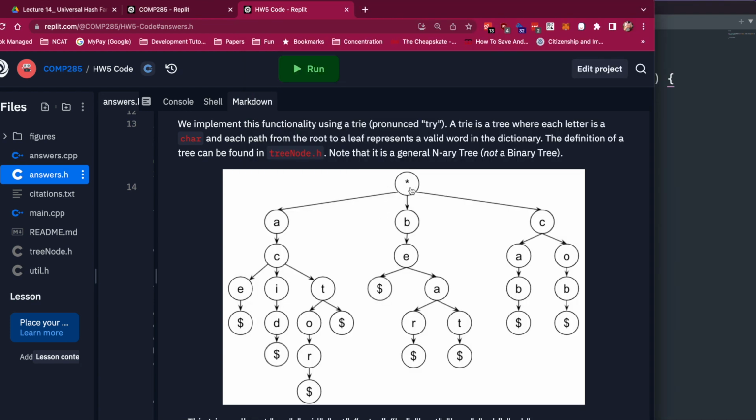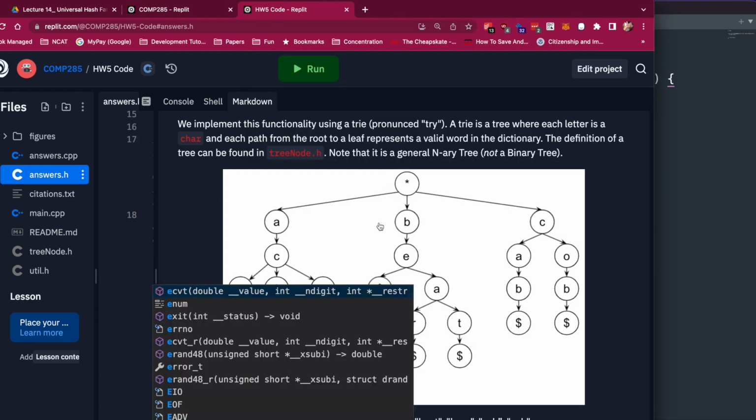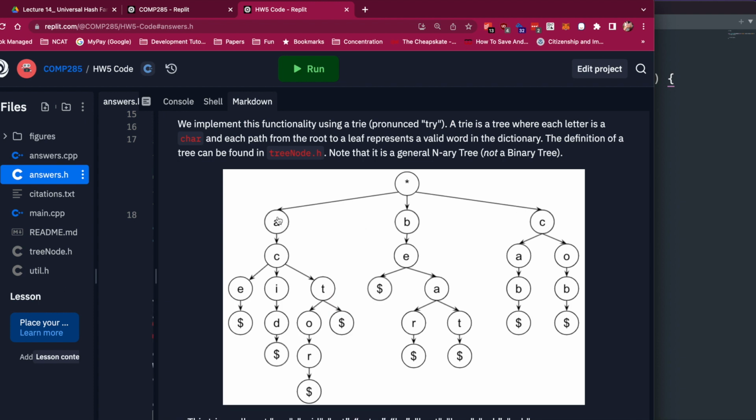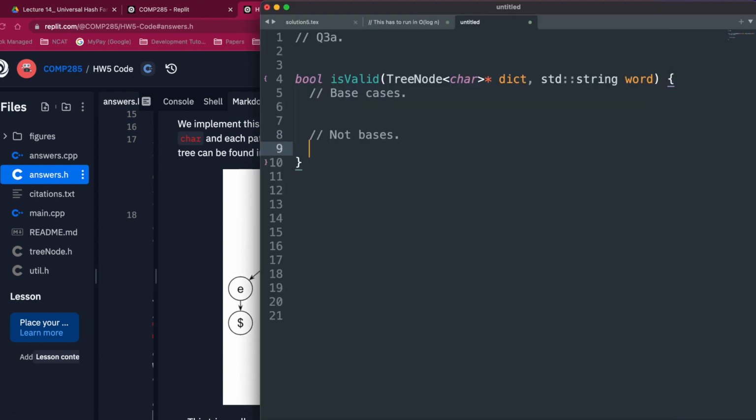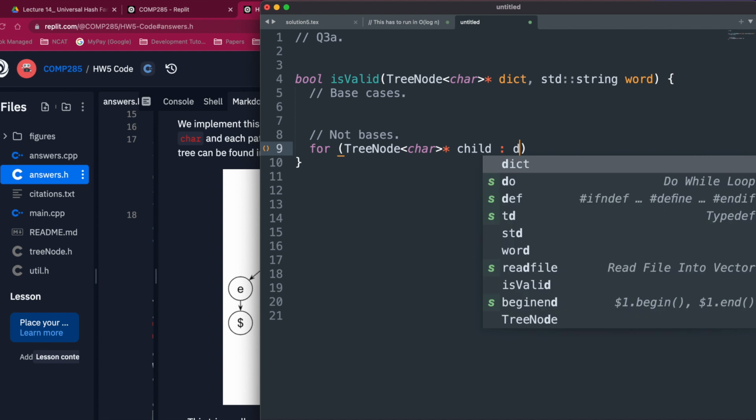So as we can see, if we start with ace, really what we want to do is look at all of our children, A, B, C, and see if any of them have the letter A. If that's the case, then we might imagine that we can recurse on the rest of the letters. So instead of looking for ace, we can look at all the children of our root and see if CE is valid. So something we could do here is take a look at each child.